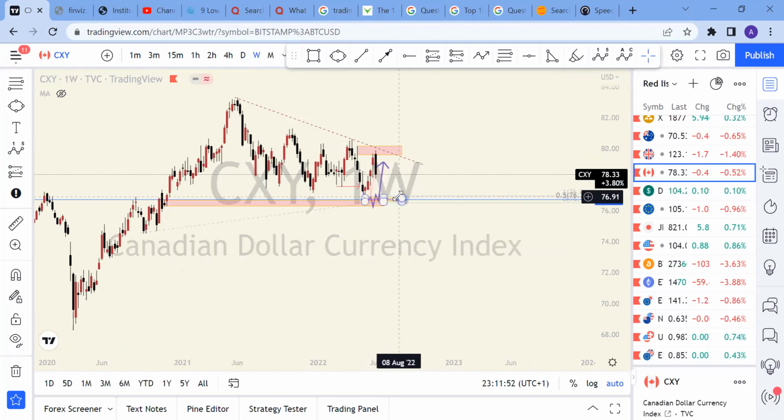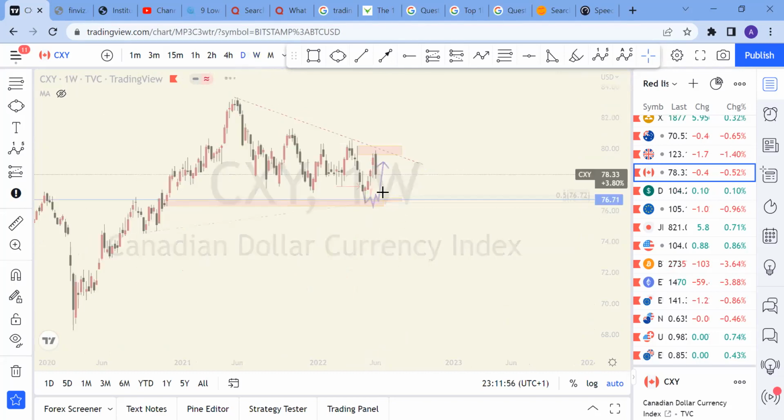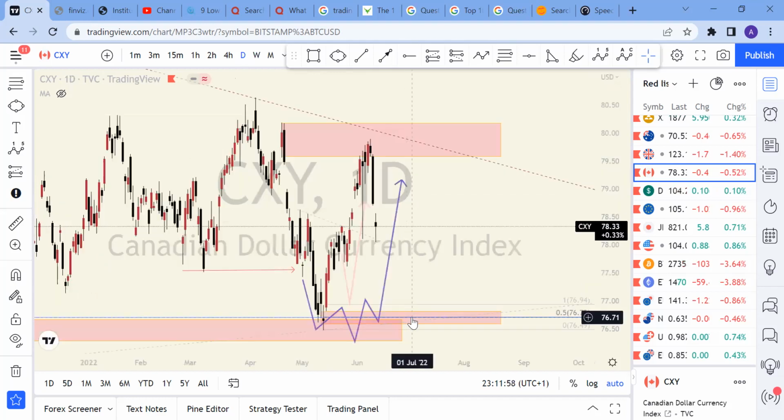Basically, at this point, I would expect that price would come back lower, at least back into this level. So we have CXY is bearish as well, which is the Canadian index.